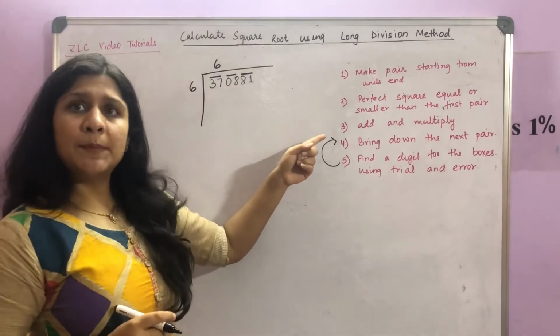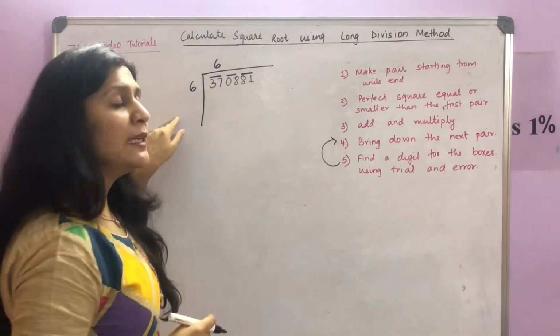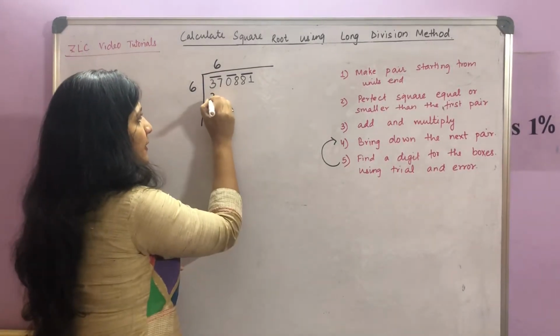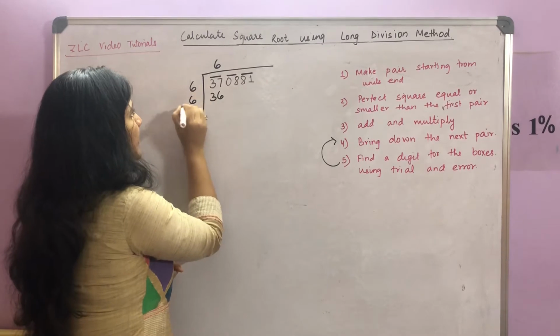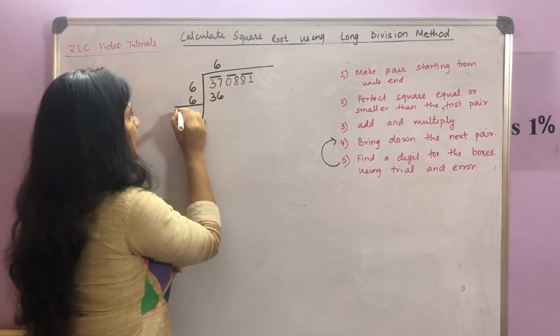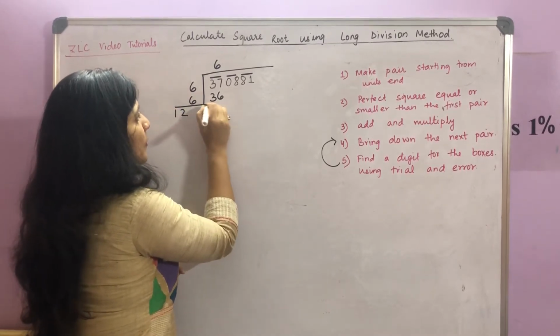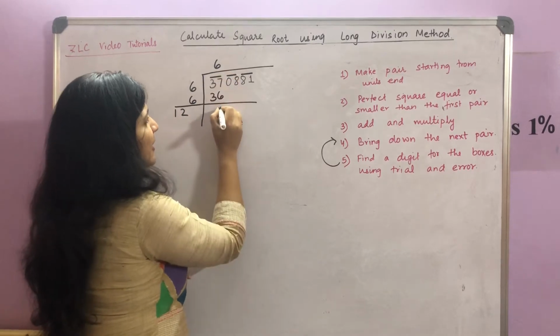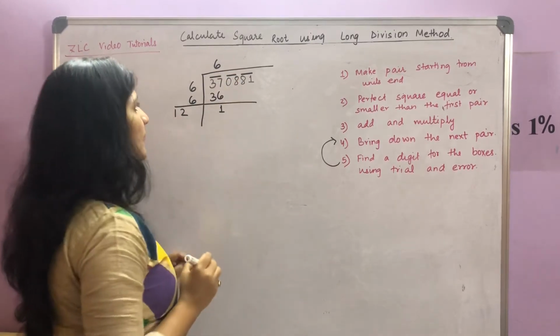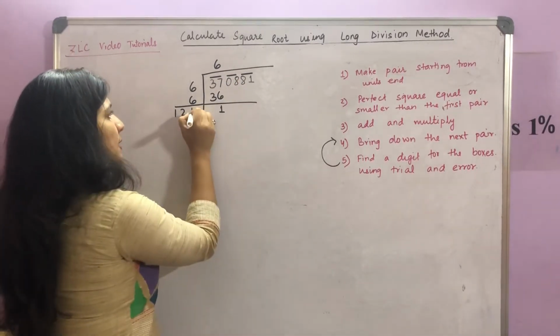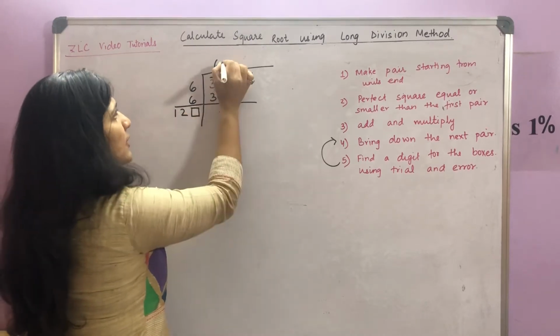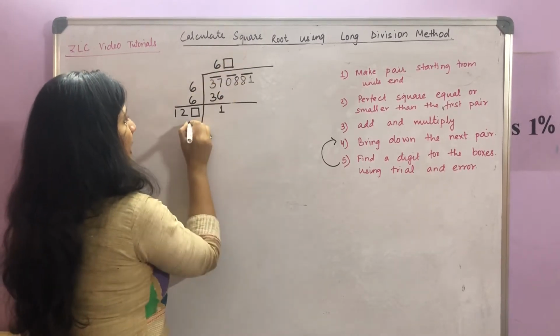Now my third step is add and multiply. So I'm going to multiply 6 into 6 and write it here. And I'm going to add 6 and write it here. 6 plus 6 is 12. I'm going to now subtract: 37 minus 36 is 1. Now I'm going to put the boxes. I'm going to put a box here, a box here and a box here.